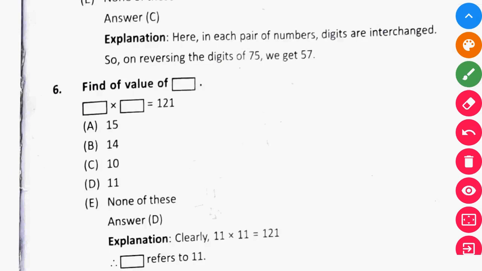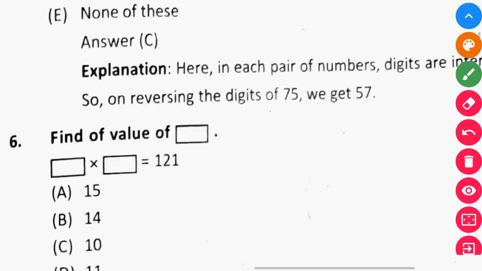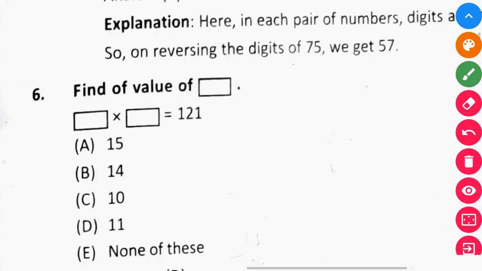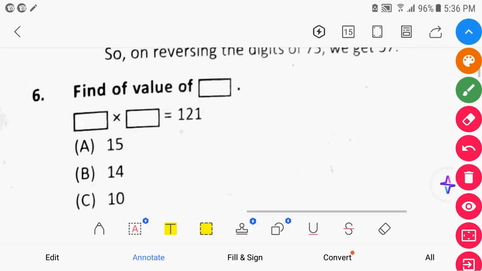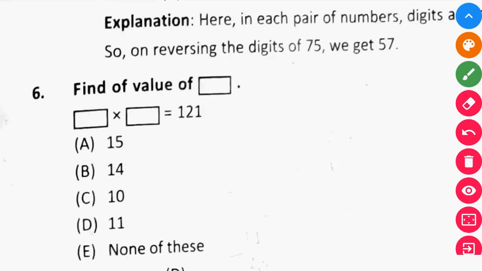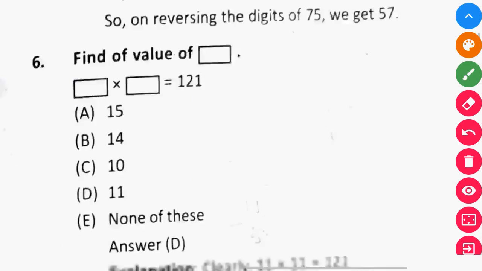Now you have to find the value of this rectangle, where when two rectangles are multiplied with each other we get 121. So if you know the squares of the numbers, or you can calculate. 15 multiplied by 15, is it 121? 14 multiplied by 14, is it 121? 10 multiplied by 10 is 100, you all know. 11 multiplied by 11 is 121, because 11 elevens are 121. 11 square is 121. So the correct answer is D here.